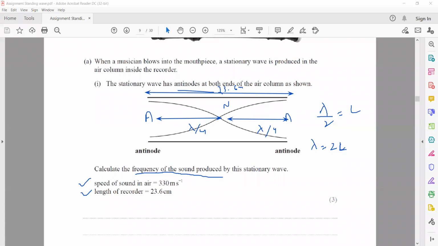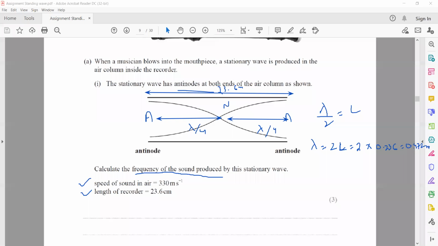So lambda is equal to 2L. So 2 multiplied by the length, which is given in centimeter, we have to convert into meters. So 0.236 meter will be there. So that will come out as 0.472 meter. That's the wavelength.